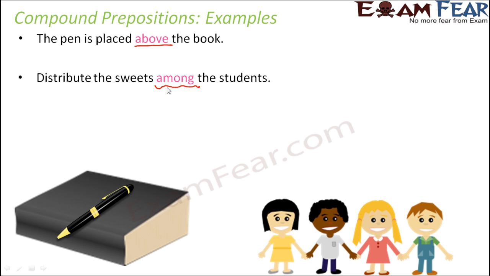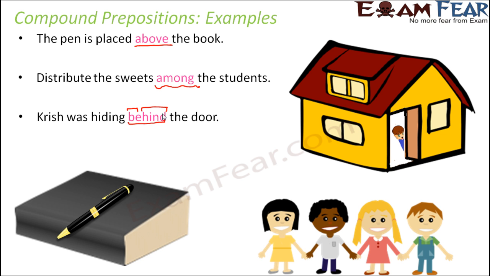They satisfy all the criteria to be a preposition. It is just that when you look at the composition of the word, you see that it is formed by a prefix and an existing word. Krish was hiding behind the door. Here again, the word behind is formed of two words, be plus hind. So this is again a compound preposition. Here you can see Krish hiding behind the door.